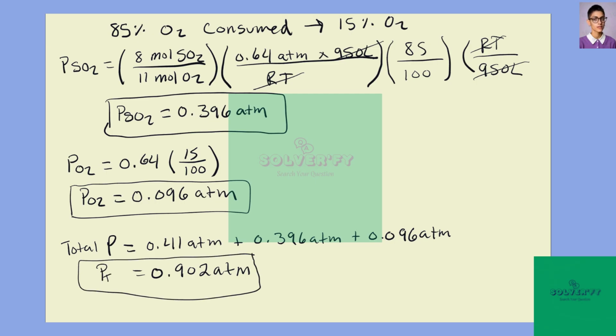All right, and this is how we find the partial pressures for all the gases and the total pressure in the system.